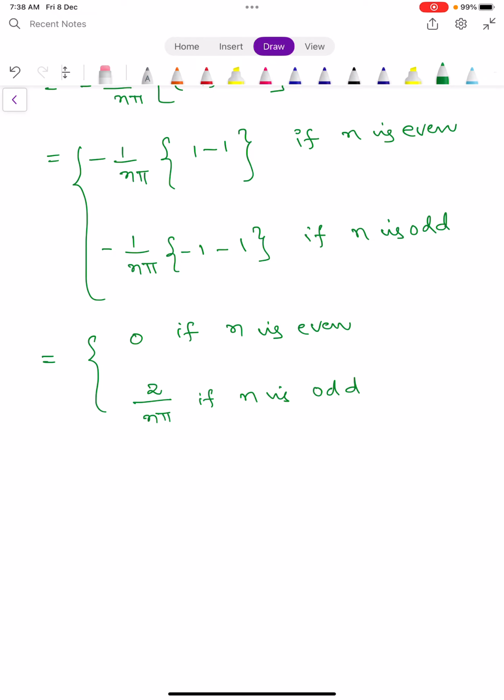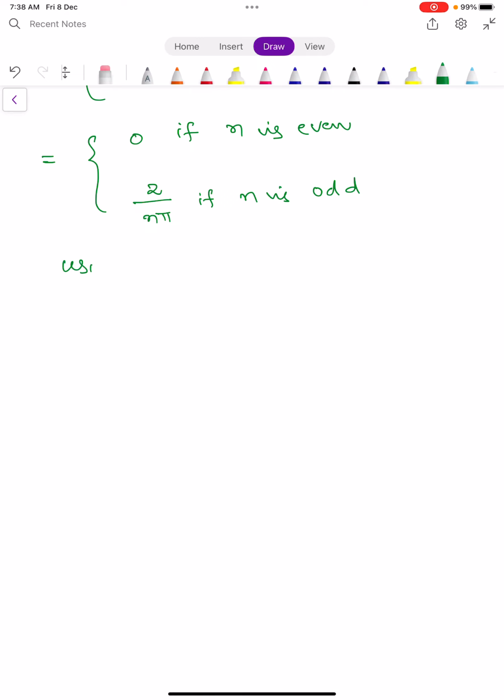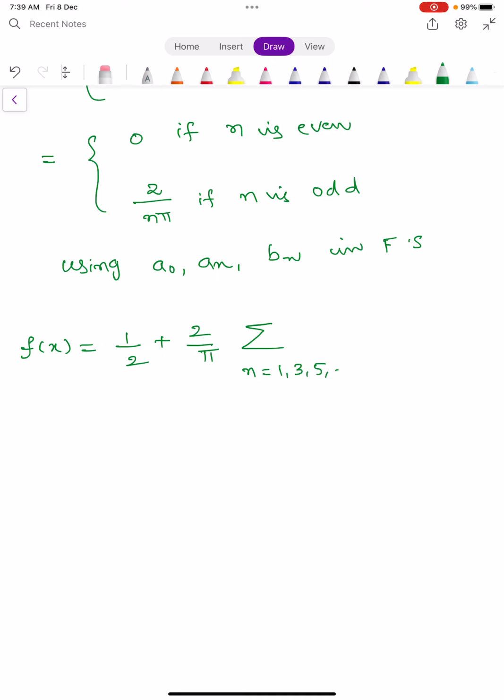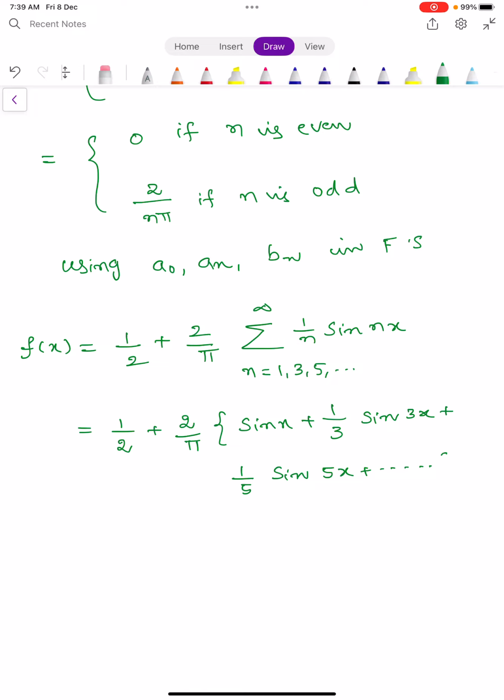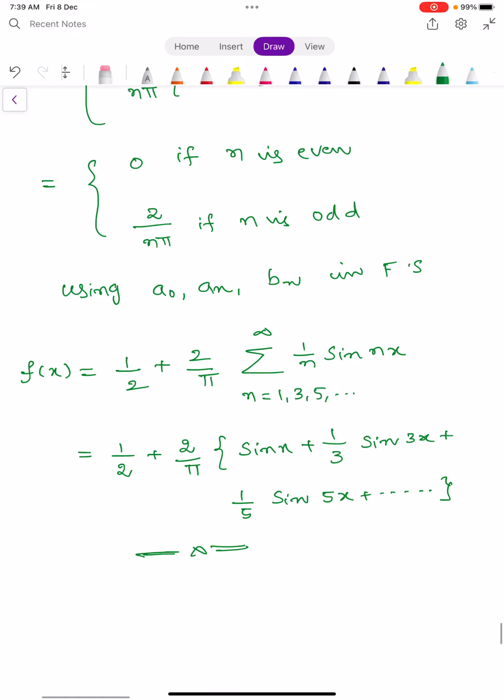So using all these values of a naught, an, bn in the Fourier series expansion, we get f of x is equals to 1 by 2 plus 2 by pi summation over n is equals to 1, 3, 5 and so on up to infinity. Only you are using odd numbers. 1 by n sine nx. In other words, 1 by 2 plus 2 by pi into sin x plus 1 by 3 sin 3x plus 1 by 5 sin 5x plus and so on. This is the required Fourier series for our given problem.